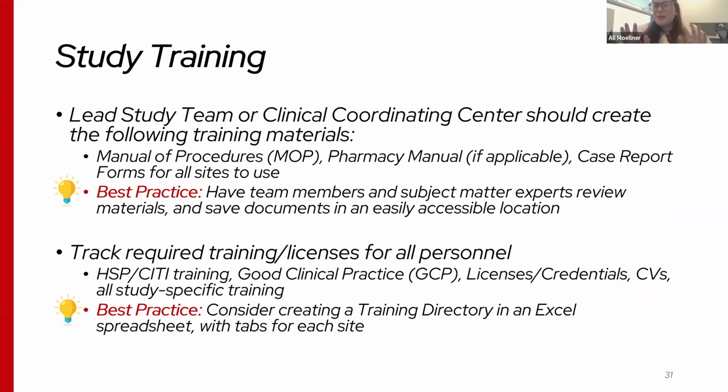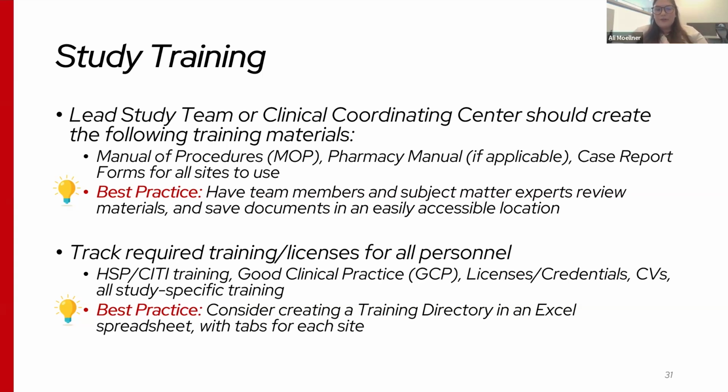So something else that's a little bit more unique with the multi-site trials is how you're doing study training. Oftentimes your lead study team or your clinical coordinating center takes on creating and performing trainings for the teams. As I mentioned, that manual of procedures is really important. It gives the step-by-step information that sites need to execute your trial. You might need a pharmacy manual depending on what your intervention or your trial is doing.